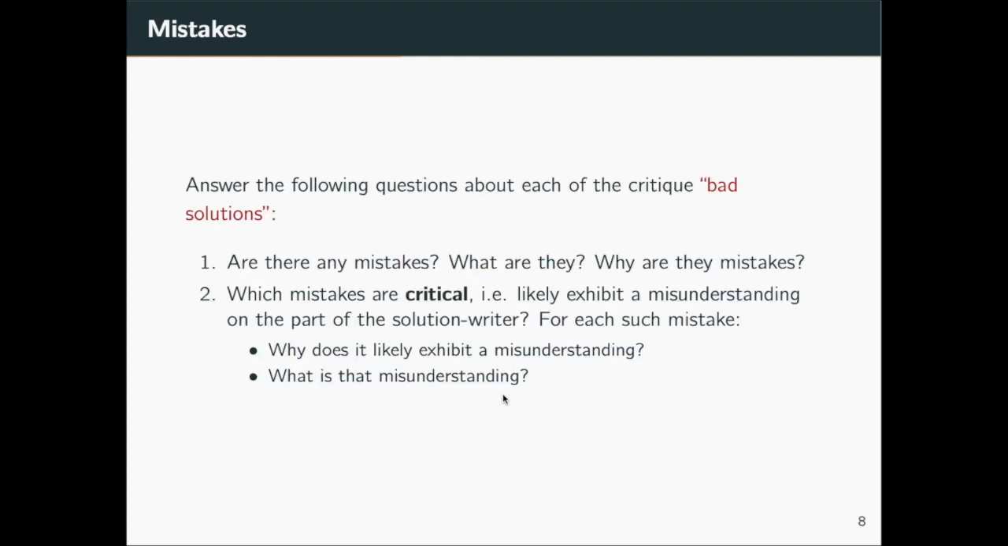First, you have to critique the bad solution based on mistakes by answering the following questions. Are there any mistakes? What are they? Why are they mistakes? Then, you have to answer which mistakes are critical. That is, they exhibit a misunderstanding on the part of the solution writer. For each such mistake, you have to answer why it likely exhibits a misunderstanding, and what is that specific misunderstanding.